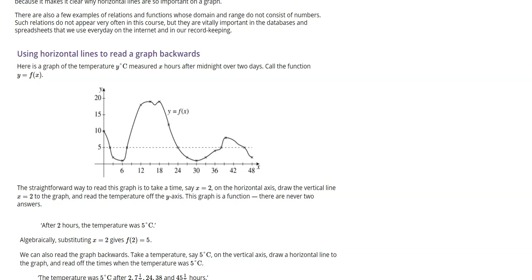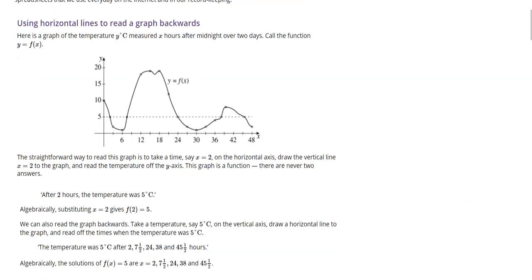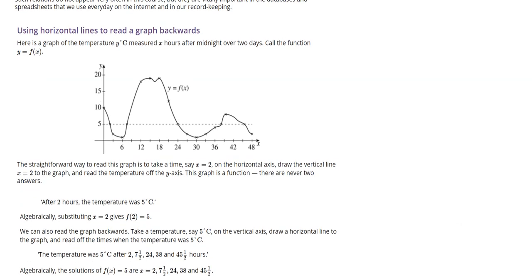So, using horizontal lines to read a graph backwards. Here we have a graph of the temperature, which is y. The y-axis is the temperature, y degrees Celsius, measured x hours after midnight over 2 days. So effectively the x-axis here is hours after midnight from the first day. If we're looking at 30 hours after midnight, obviously that's somewhere in the following day, but that's fine. It's just hours after midnight. No big deal. So the function is y equals f of x. Y equals f of x is like saying y equals y. The function of x is equal to y.